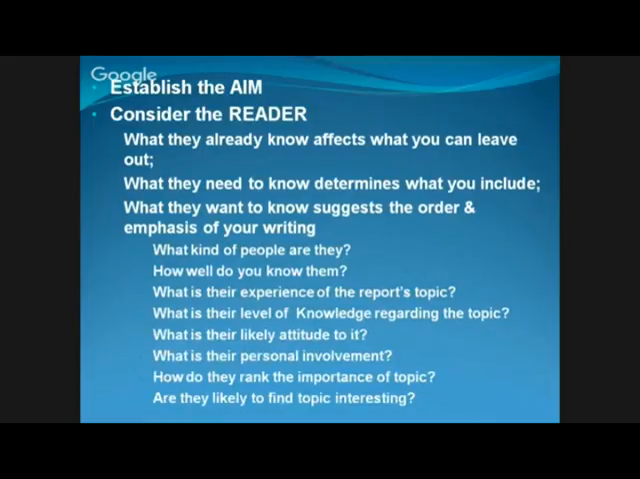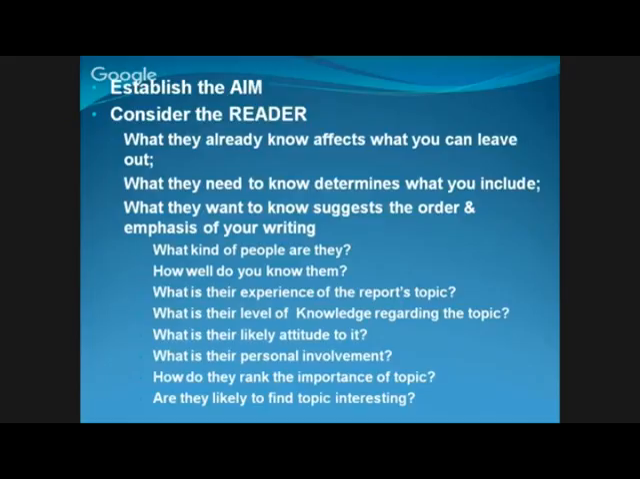That is, what kind of people are they? How well do you know them? What is their experience of your report's topic? What is their level of knowledge regarding the topic? What is their likely attitude to it? What is their personal involvement? How do they rank the importance of the topic? Are they likely to find the topic interesting?